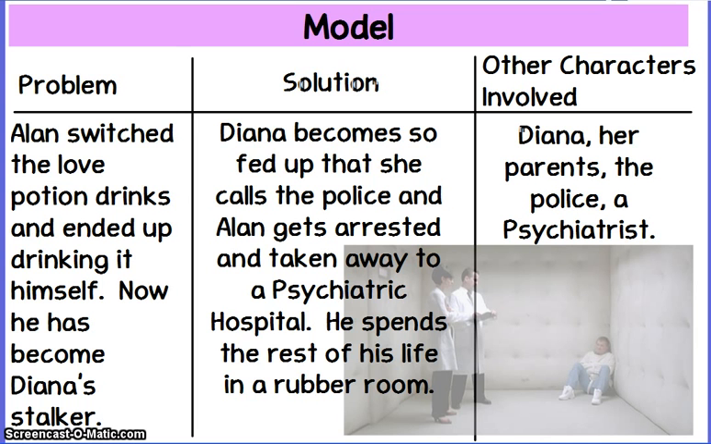So in this narrative, I'm going to definitely need Diana. I'll probably include her parents as well because I would like to have a scene where she's talking to her parents and complaining about Alan. I'm going to need the police, and then I will end my story with the psychiatrist talking to Alan, telling Alan that he's going to be staying there for the rest of his life.